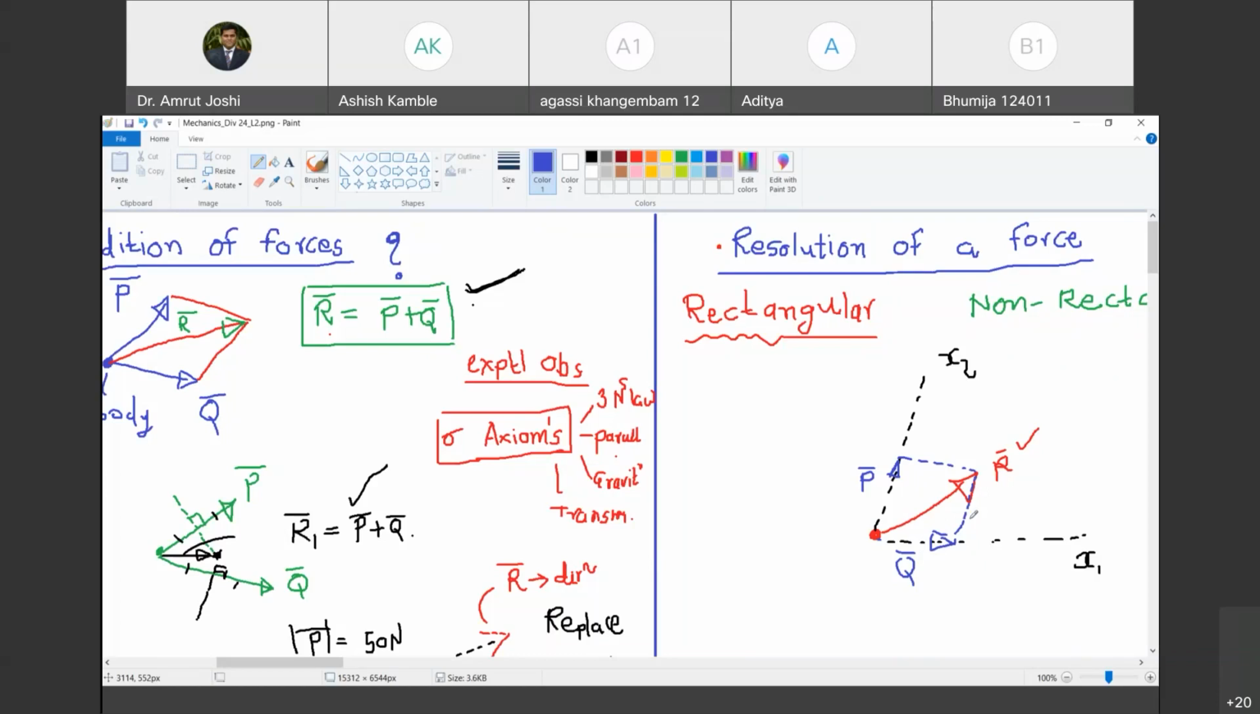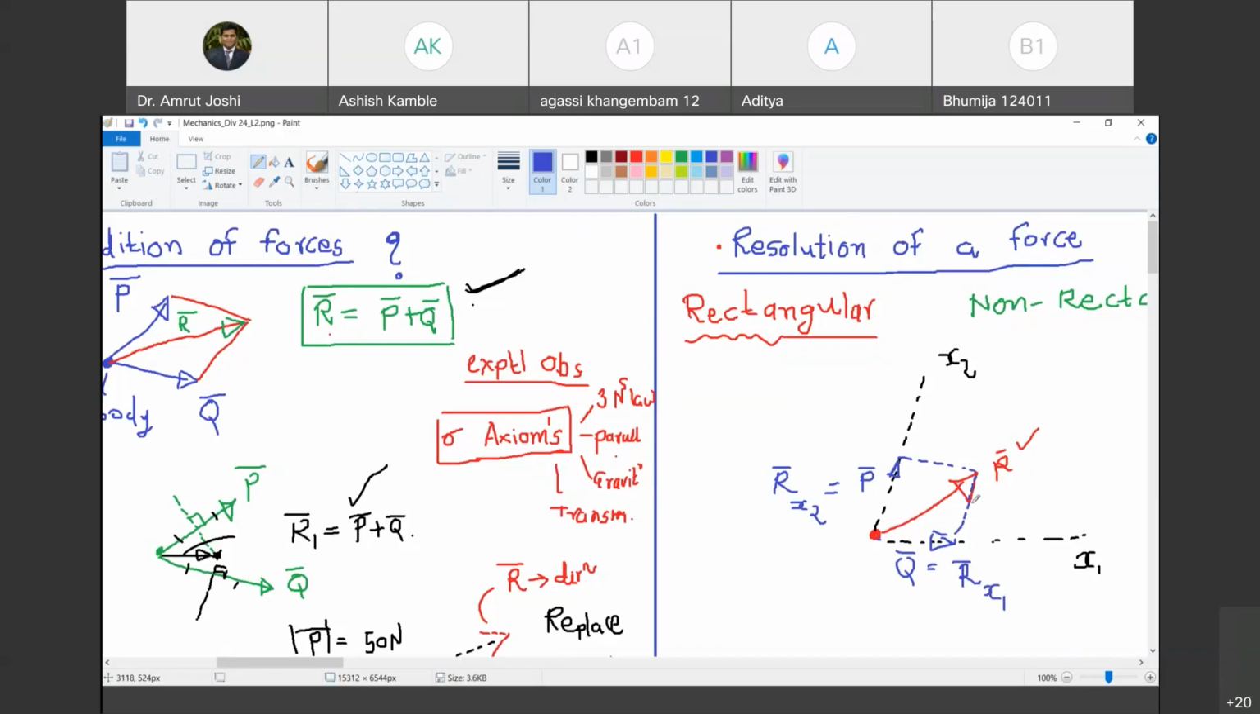Are you with me? Resolution of r bar along x1 and x2 direction means if I add those resolution components, they will result in r bar. Happy? So what do I call this p bar as? Now I can call this p bar as resolution of r bar along x2. I can call this q bar as resolution of this r bar along x1, such that r x1 bar plus r x2 bar shall result in r bar.